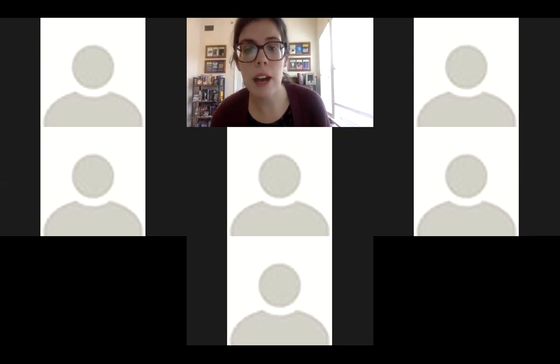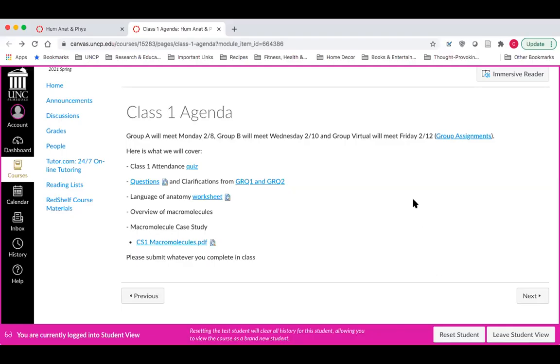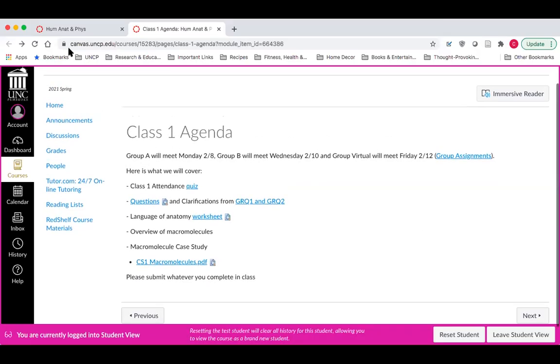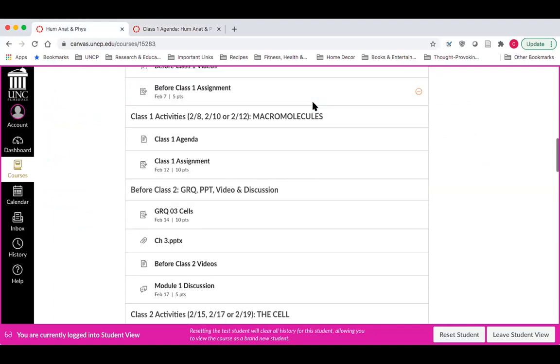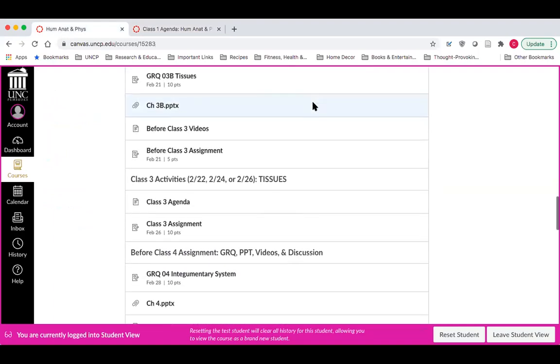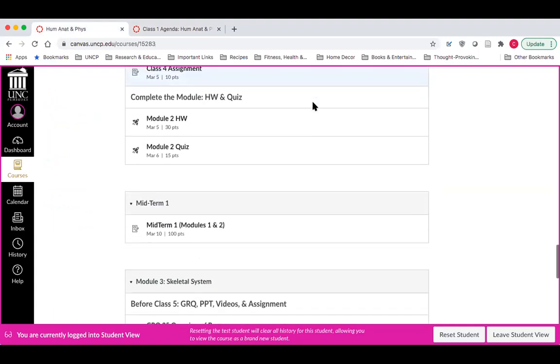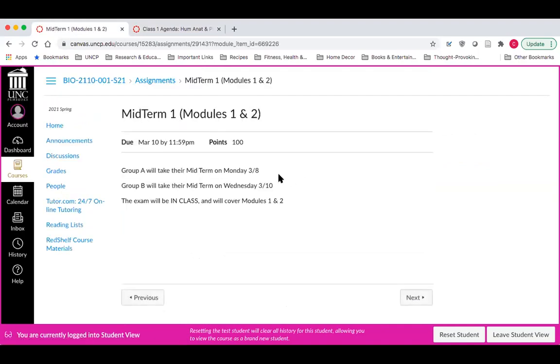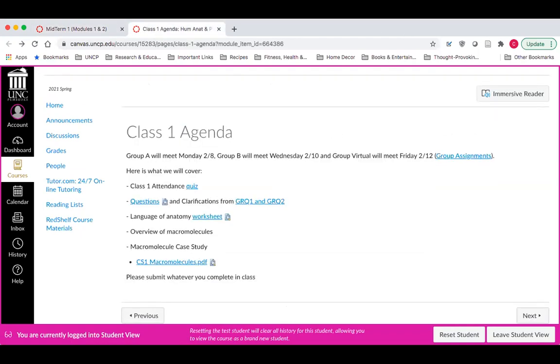So if we go back to our class 1 agenda, Mia, let me look up that date for you while I have you on. So we go through module 1 in the next 2 weeks, and we do module 2. We have 2 classes on that. March 8th and March 10th is your midterm. Okay. Group A, March 8th, Group B, March 10th. Okay. So we're here in our class 1 agenda.